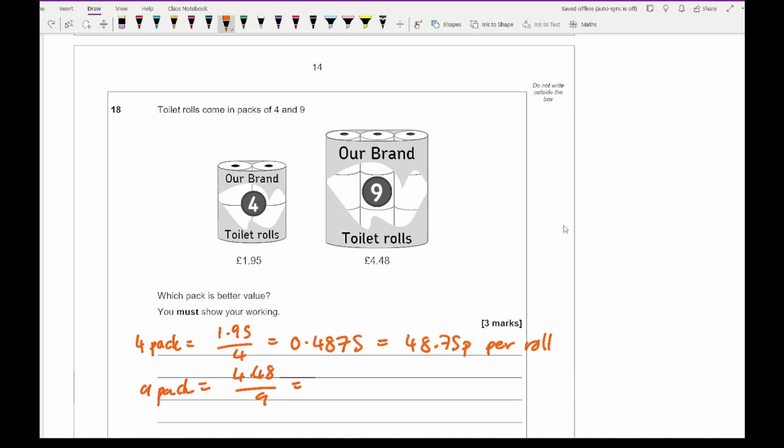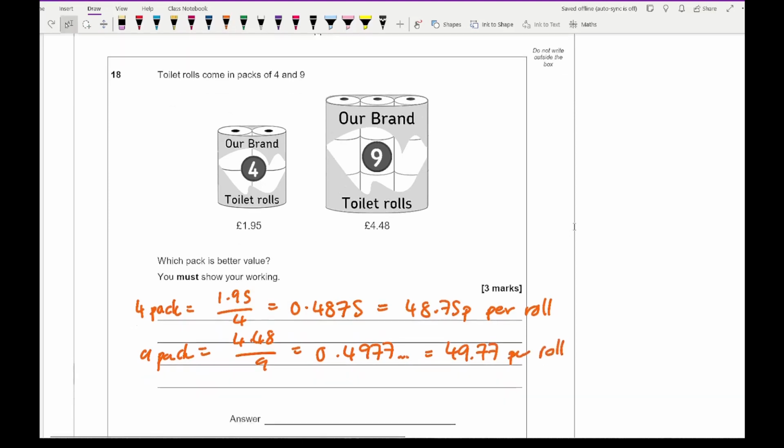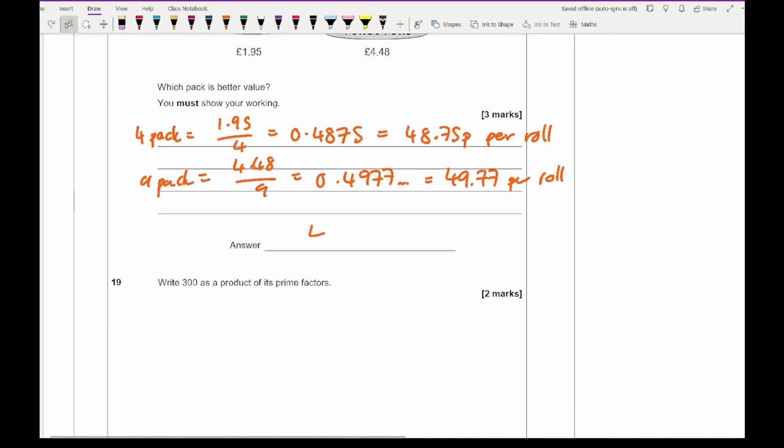And if I do the 9 pack, that's going to be 4.48 divided by 9. And that gives me a total of 0.4977, and that works out as 49.77 pence per roll. So which one's better value? In this case, it's going to be the 4 pack.